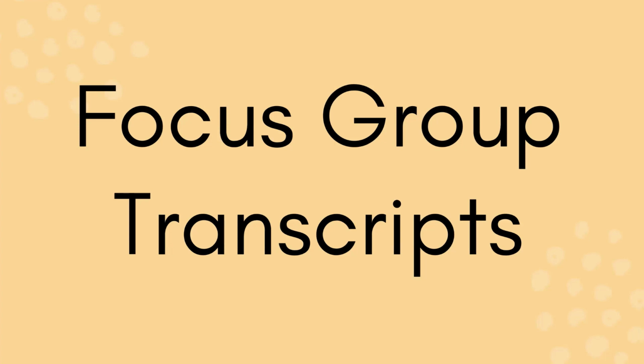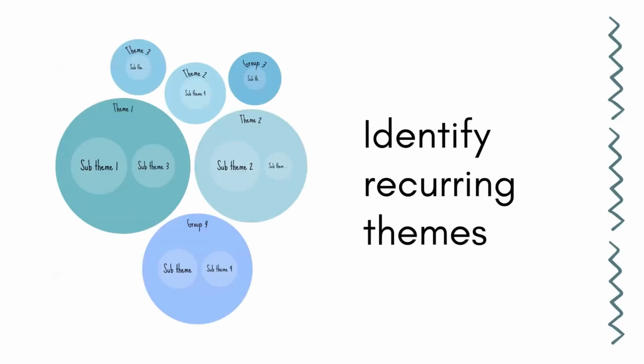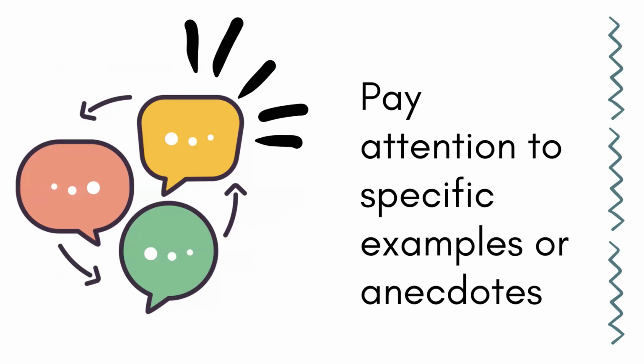Focus group transcripts. When you analyze a transcript, you are identifying recurring themes. By looking for those common topics or concerns that are discussed throughout the focus group discussion, you can determine training needs. Pay attention to specific examples or anecdotes, as these can provide valuable context and insight into participants' experiences and the training needs.